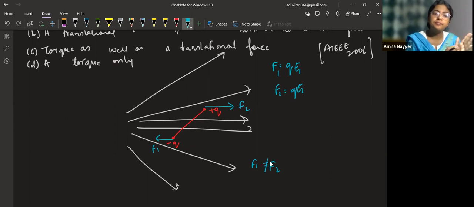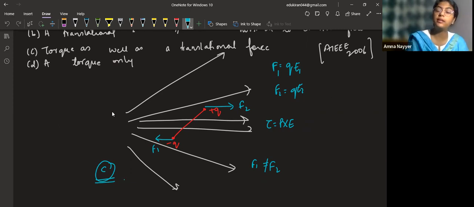Secondly, regarding torque, same thing: torque is equal to P cross E. The electric field is not the same, so some amount of rotational force will also exist. So it may experience torque as well as translational force. Fine, note it down quickly. Let us now see questions from electric flux. Some good questions are there from the electric flux portion. Quickly note it down and we'll see those questions.